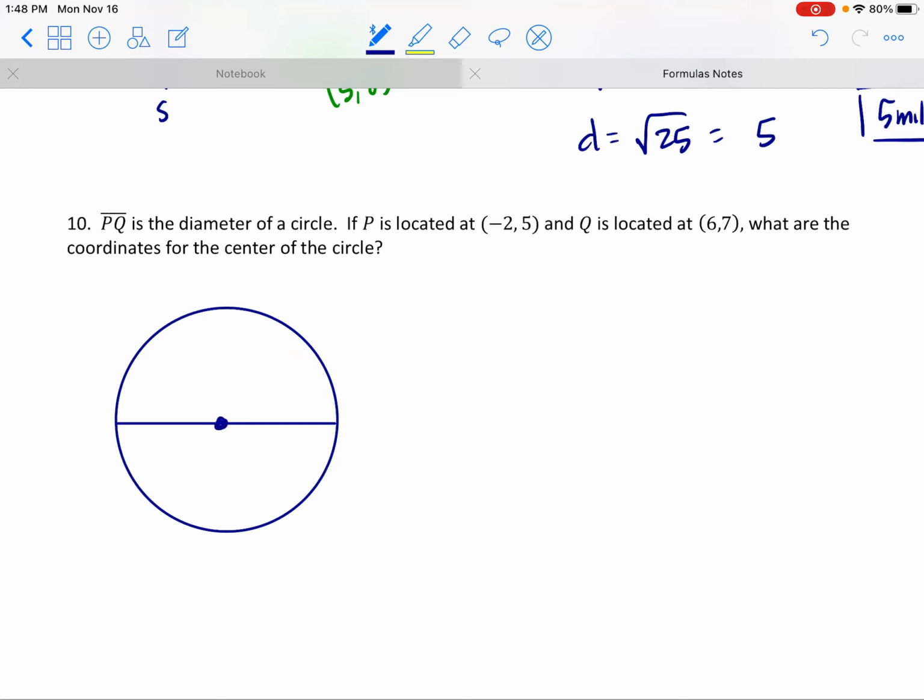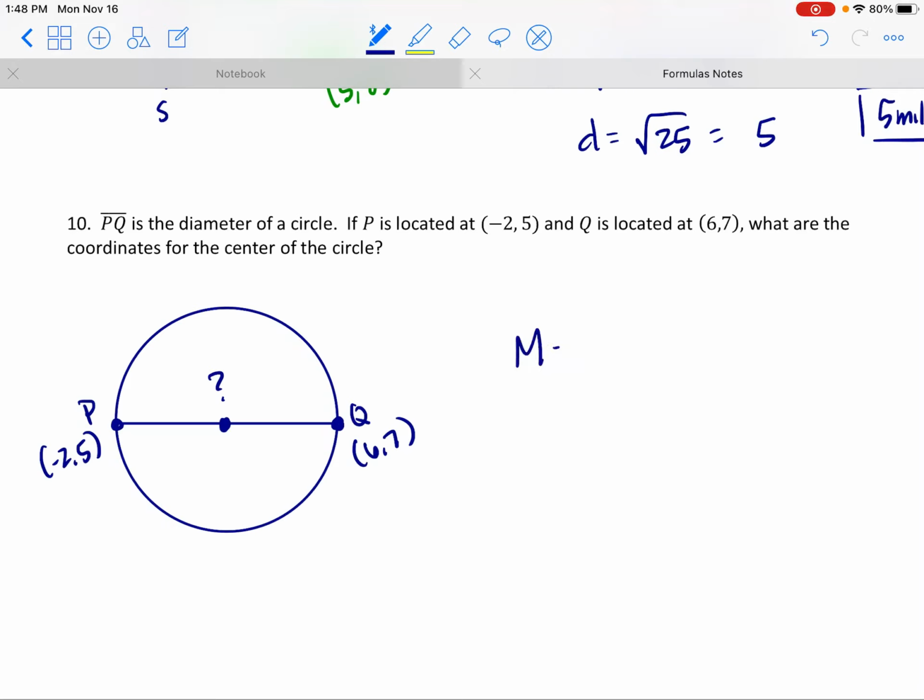So if PQ is the diameter, that means this segment PQ cuts the circle in half. So P and Q would be those endpoints of that circle. So P is at negative 2, 5, and Q is at 6, 7. It says, what are the coordinates for the center of the circle? Well, the center of the circle happens to be the middle of that segment. So you can see we are just trying to find the midpoint.